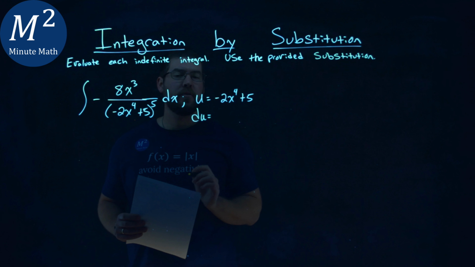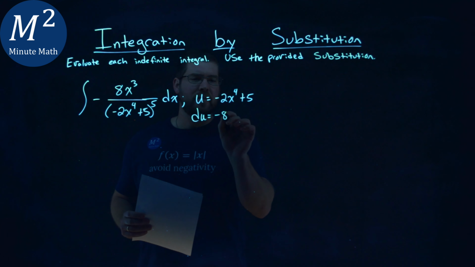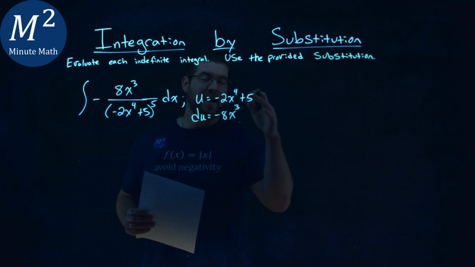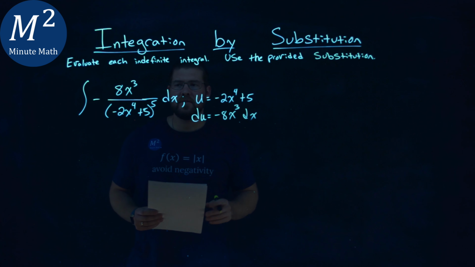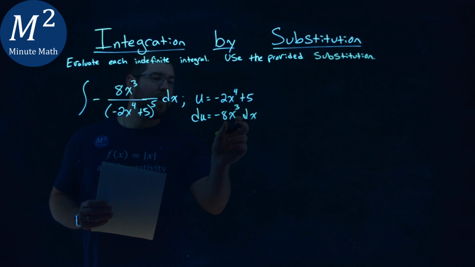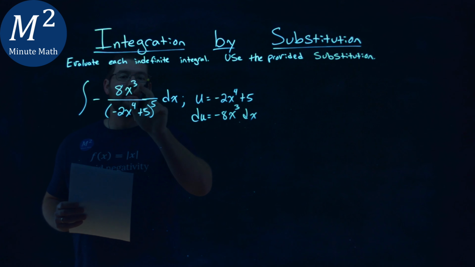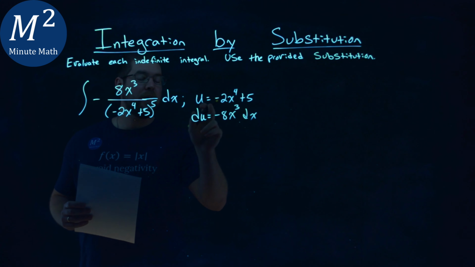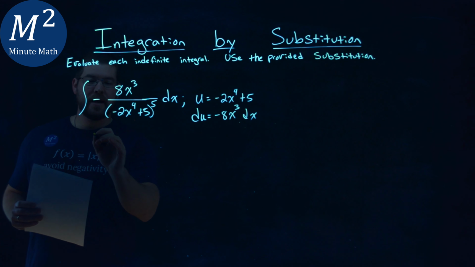So du, the derivative here, take the derivative, 4 comes down to negative 2, negative 8x to the third power, and then that's really it. The 5 goes away, and we have our dx. Now notice this is actually really nice, that negative 8x to the third dx lines up right here, negative 8x to the third dx, and our u here is negative 2x to the fourth plus 5. So I actually can rewrite this integral to be as such.